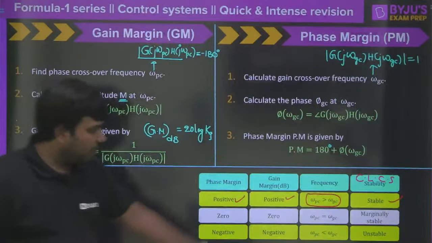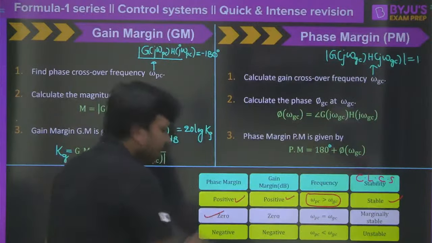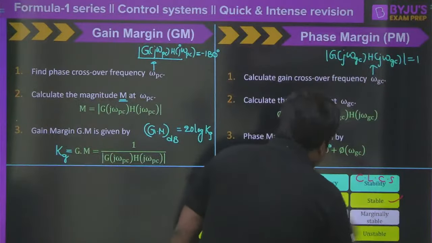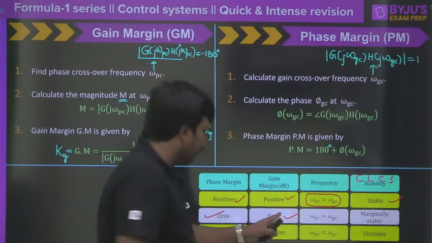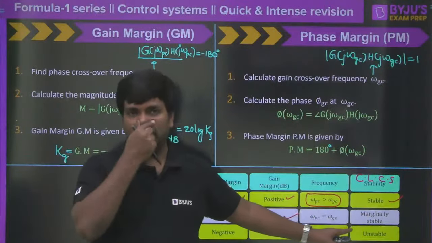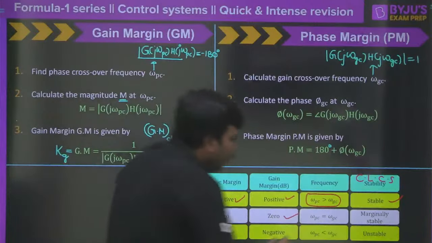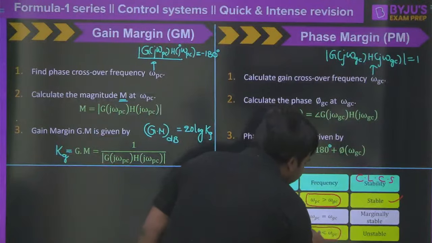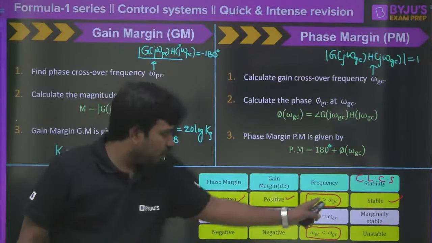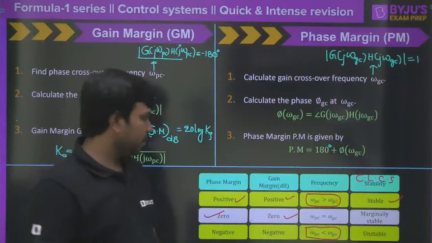Clear? And if omega PC and omega GC are both the same, then no margin will be available at phase and no margin even at gain. That means zero margin at gain, zero margin at phase. Then you are at the border of stability, that is a marginally stable system. Suppose omega PC is less than omega GC, clear? Then the phase margin will be negative, the gain margin will be negative, and the system will be unstable. That is, the closed loop system is unstable.